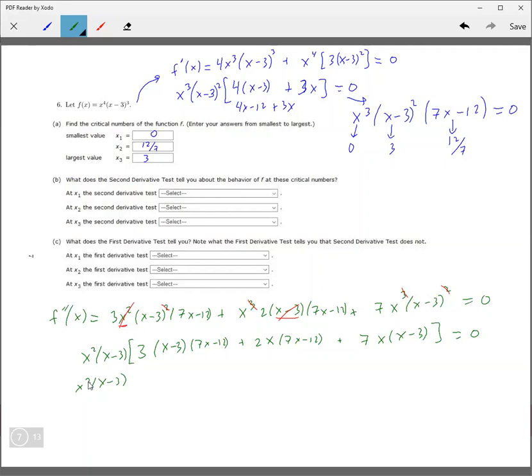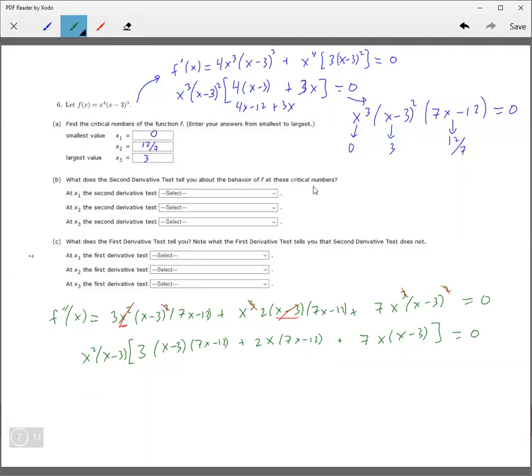I think we have enough information. No need to simplify this anymore. Okay, so at x1, when x is 0, this is 0. Everything goes away.